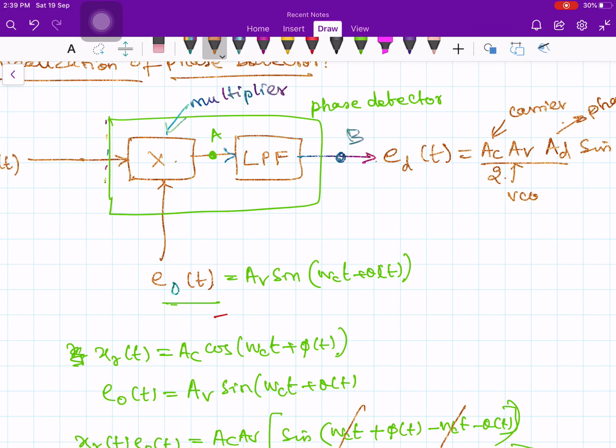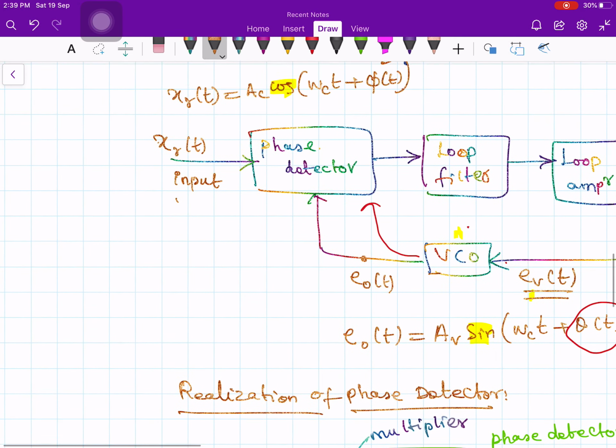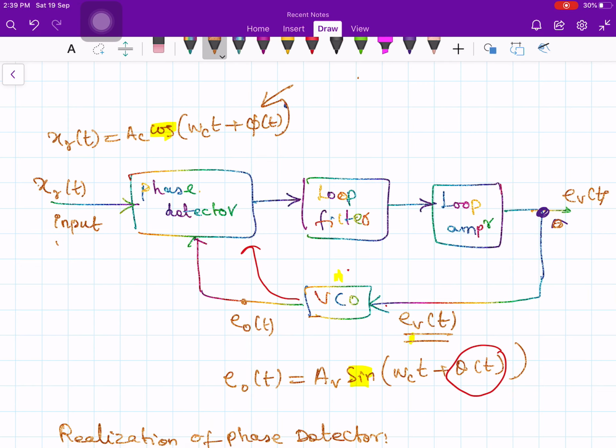Now let us look at how the voltage controlled oscillator can be characterized, because once I know the characterization of each block, how the loop filter is realized, how your loop amplifier is realized, how your voltage controlled oscillator is realized, and how your phase detector is realized, then I can analyze this feedback FM demodulator very easily. So I can proceed with the analysis of these loops. So that's what I am going to do now.